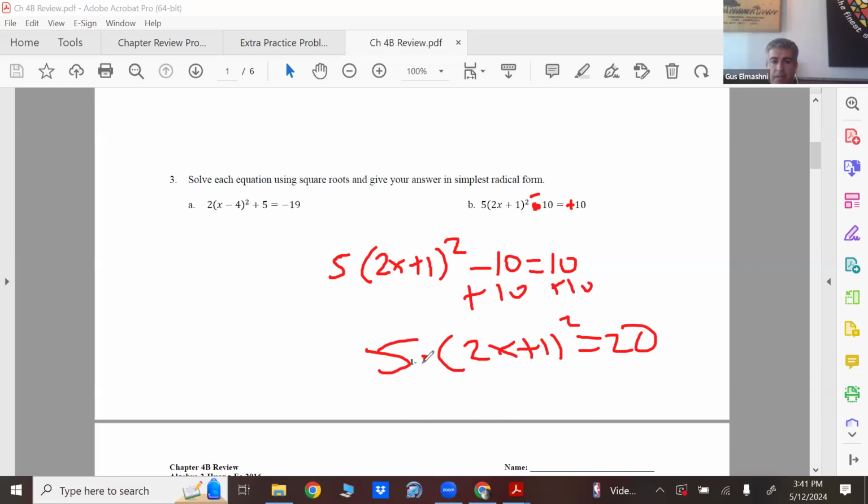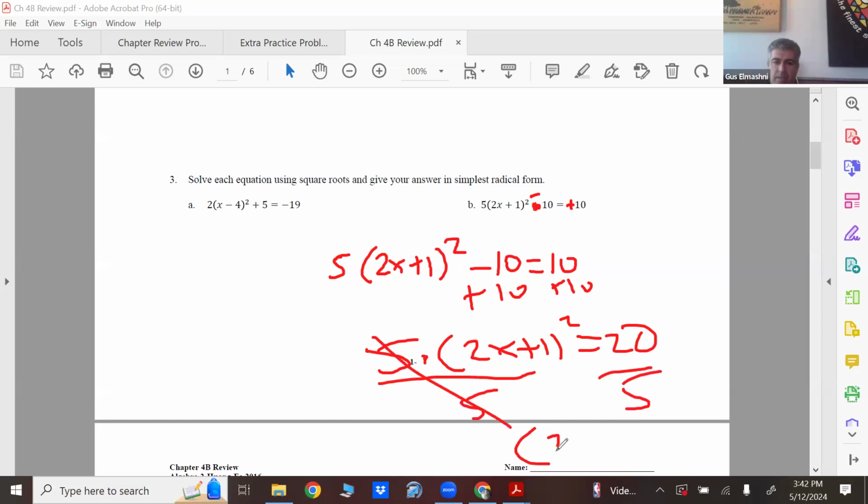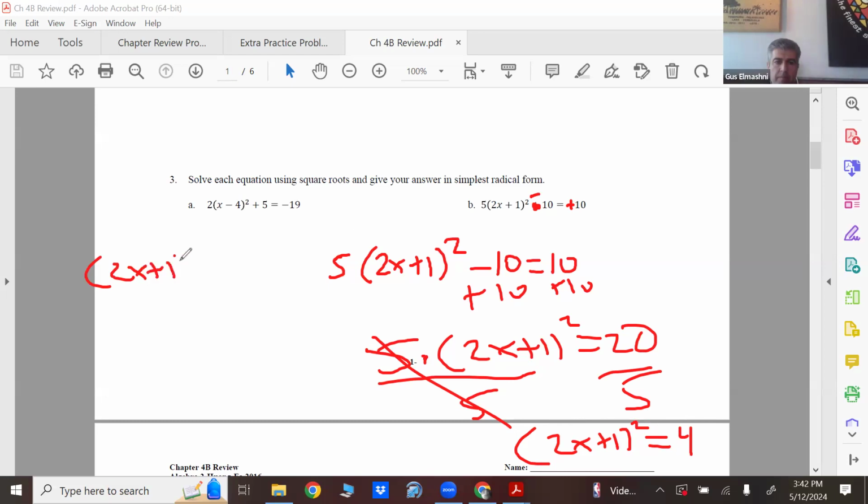Remove the parentheses. No. I did give you a hint. 5 is being multiplied to this. Divide it. Thank you. These cancel. Okay, great. Equals 4. Okay, now this is the big step. 2x plus, I'll move it over here. What do I do next?